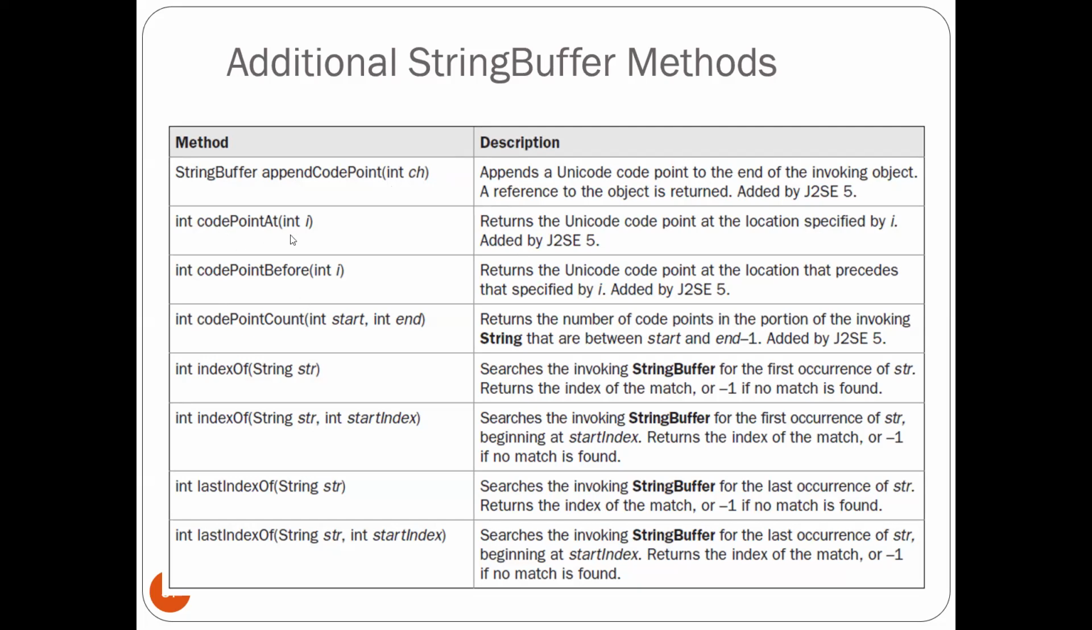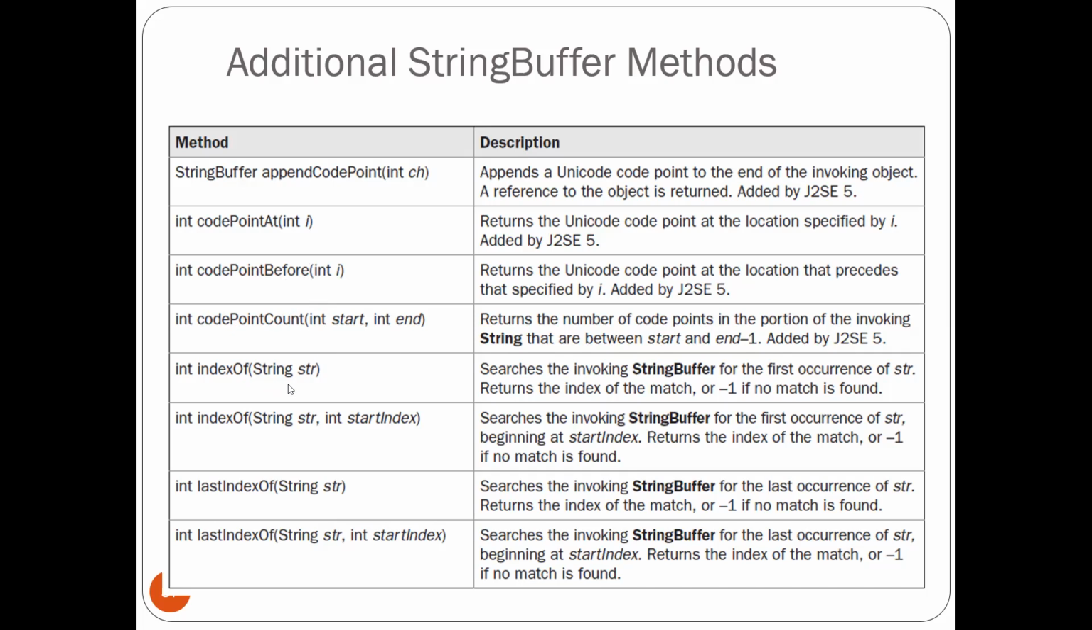Then the code point at method. This will return the Unicode point at a location i, just like in string. Code point before. This will return the preceding Unicode code point specified by the index i. Then code point count. These are similar to strings. It will return the number of code points between the starting and the ending.